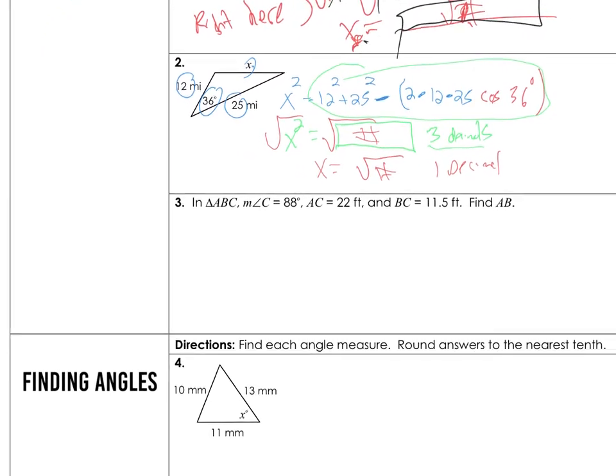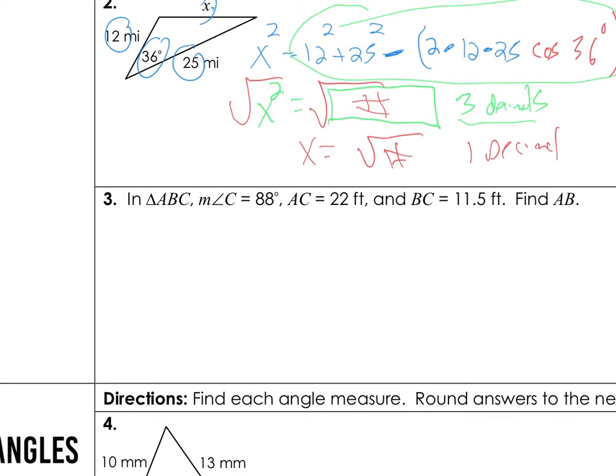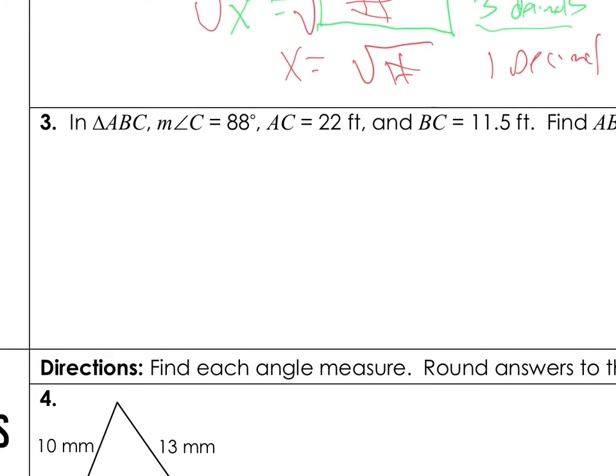Number 3. Let's see. This time there's no picture. You're on your own. Draw your picture. Just draw a picture. Label A, B, C. This is side C. This is side B. This is side A. Put the values.